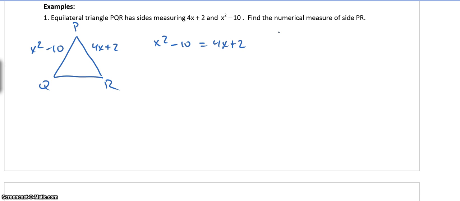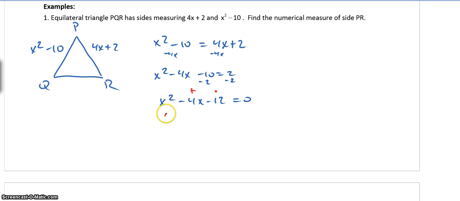Now, I have an x squared, so whenever I have an x squared, I've got to get my equation equal to 0. So I'm going to subtract 4x. x squared minus 4x minus 10 equals 2. And I'm going to subtract 2. So x squared minus 4x minus 12. So I need two numbers that multiply to negative 12 and add to negative 4. That gives me negative 6 and positive 2. And when I apply the zero product property, my two answers are x equals 6 and x equals negative 2.